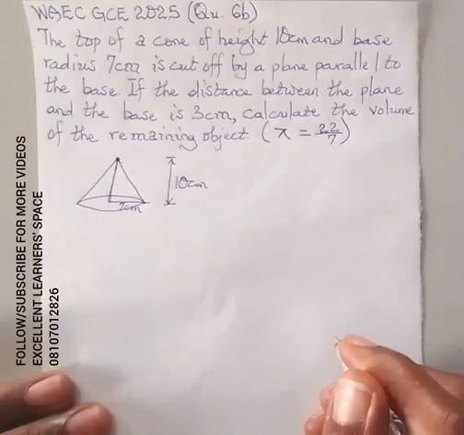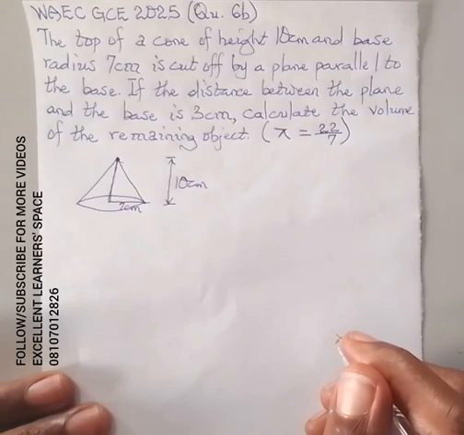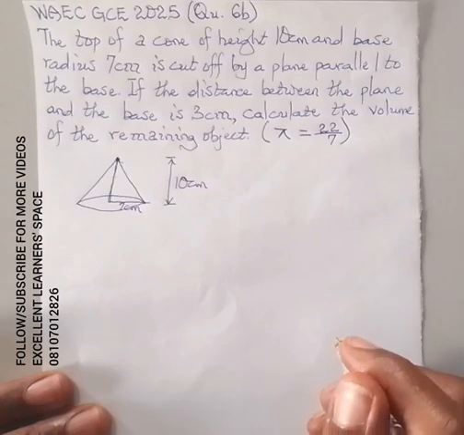Hello viewers, do you know that questions like this are the simplest? Yet many students avoid it in WAEC and NECO mathematics exams. On screen is the WAEC GC 2025 question, 6B.